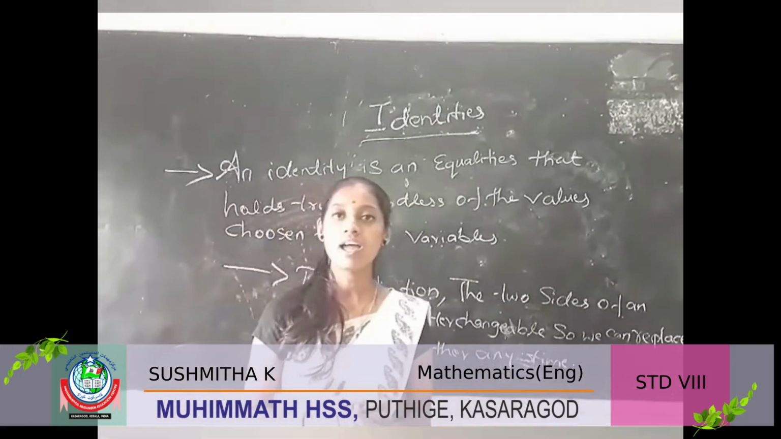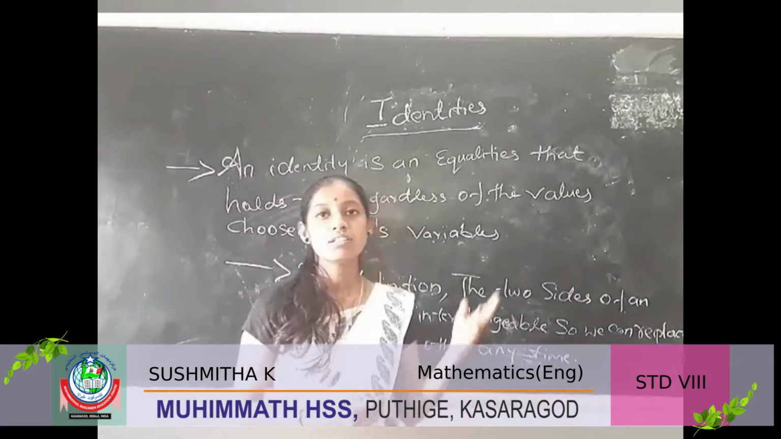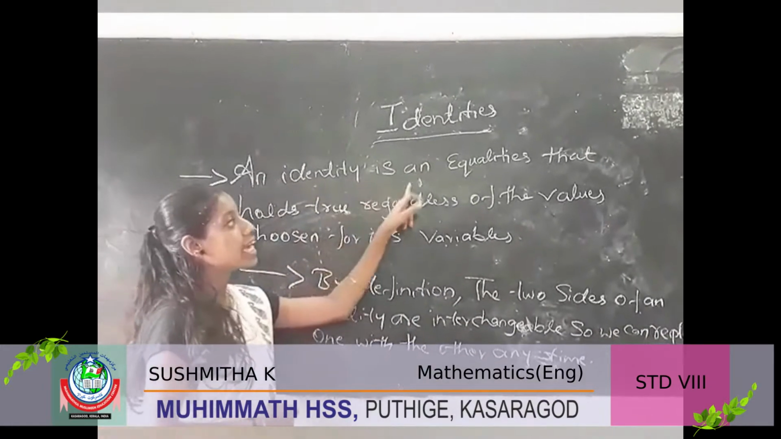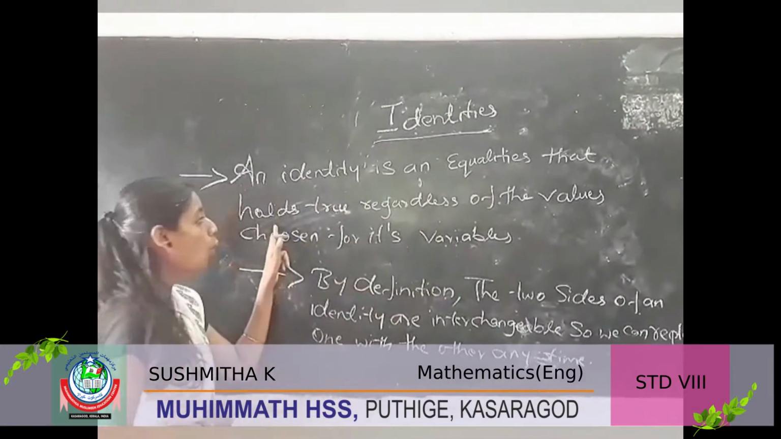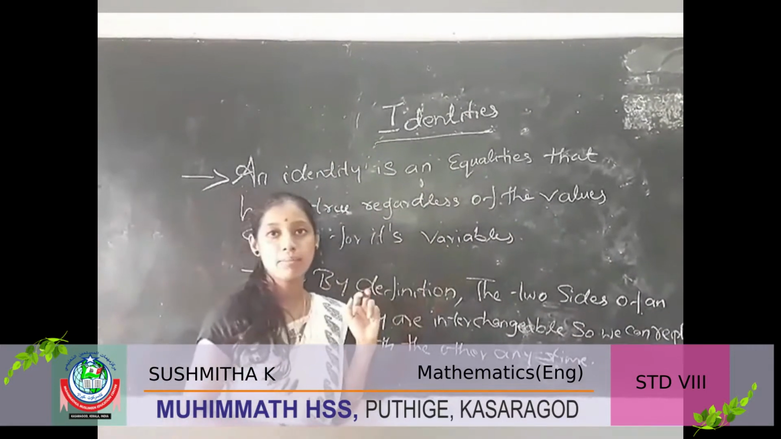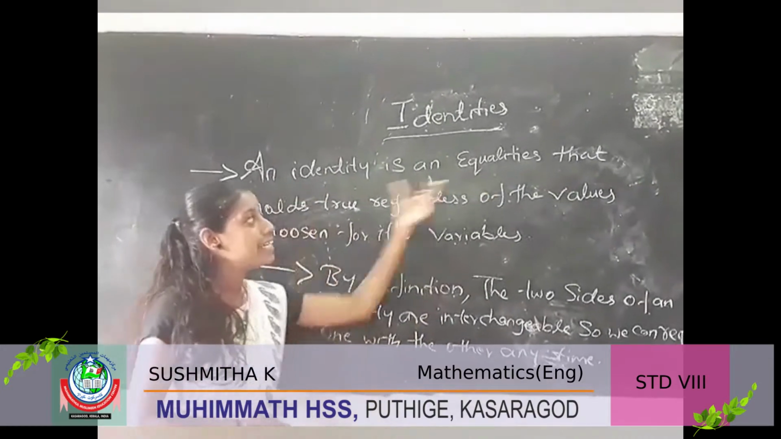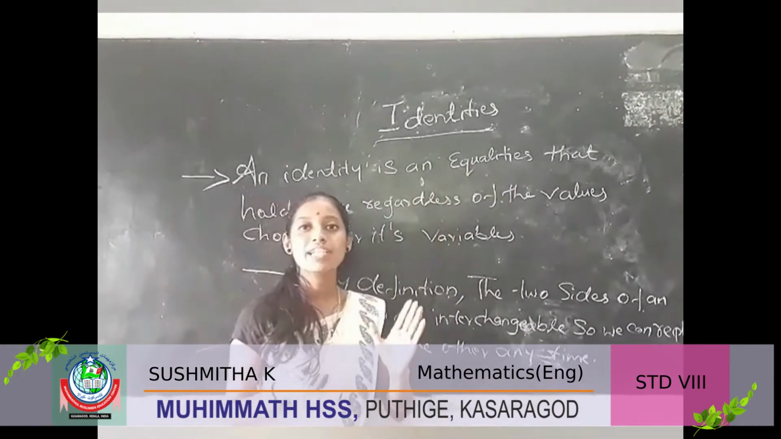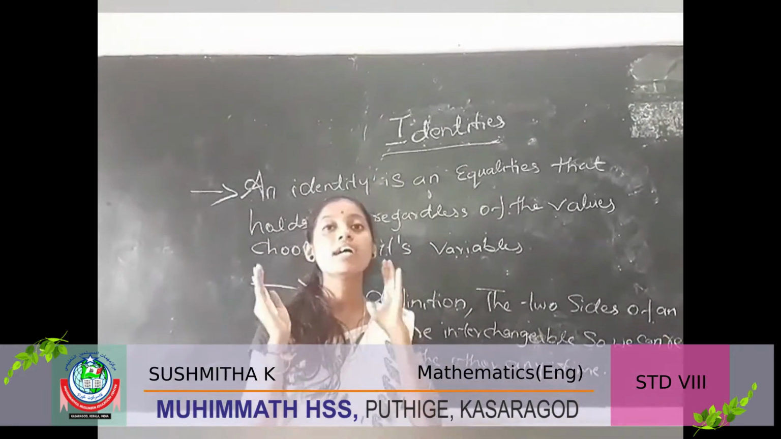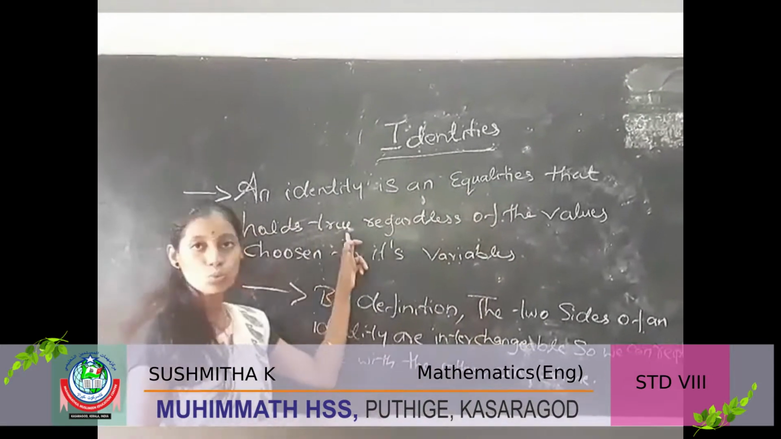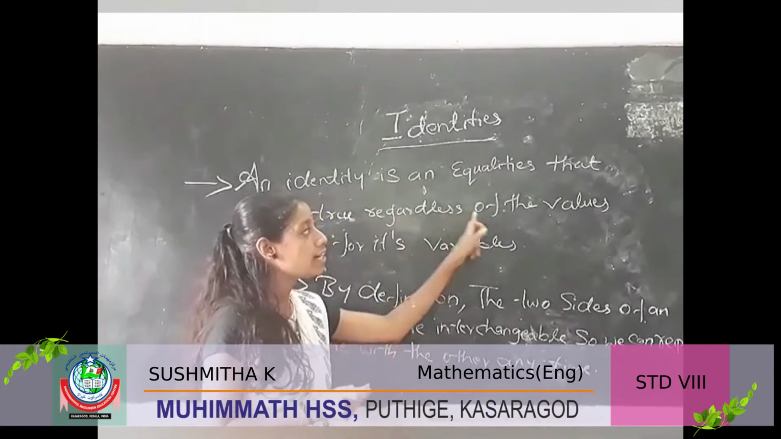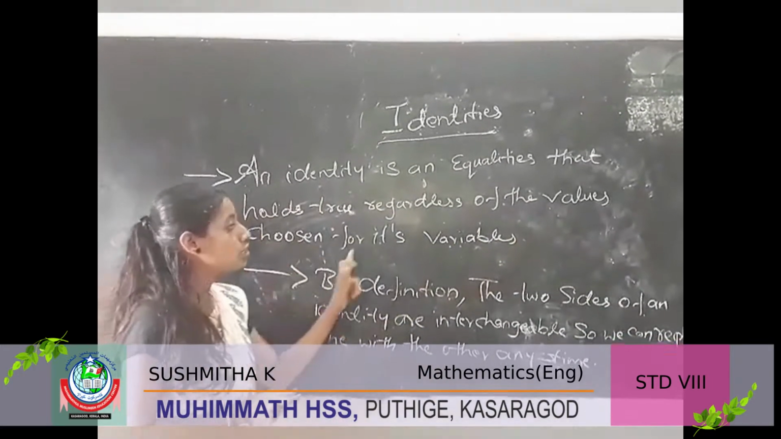Our fourth lesson: Identities. The definition of an identity is: an identity is an equality that holds true regardless of the values chosen for its variables. That means an identity is an equality. Equality means what? Equal, isn't it? So an identity is an equality that holds true. An identity is always true, regardless of the values chosen for each variable.